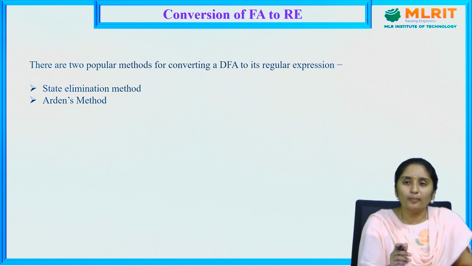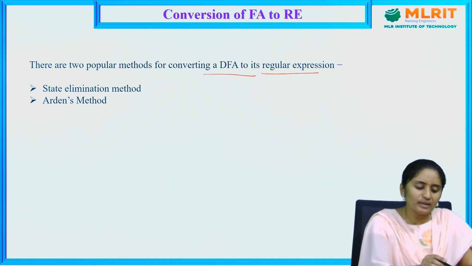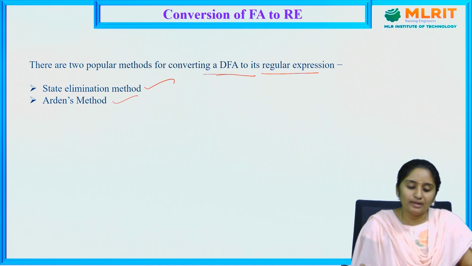There are two popular methods for converting a DFA into its regular expression. The first one is the state elimination method and the second one is Arden's method. There is Arden's theorem, and from that theorem we are going to take the formula and apply it. These are the two methods used for converting a DFA to its regular expression. Let's move to the first one, the state elimination method.